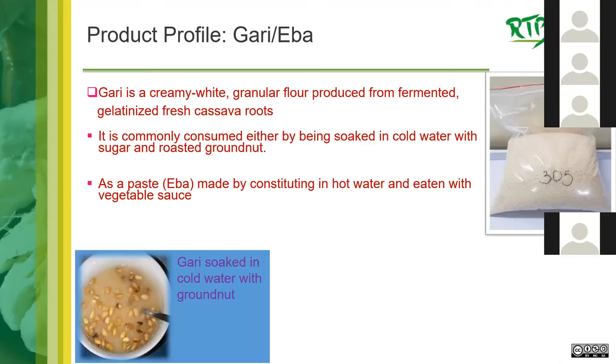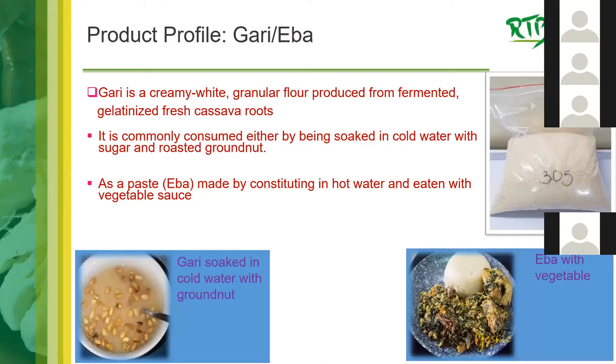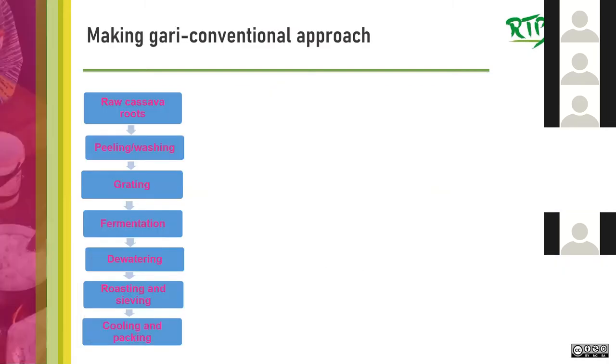So this is an example of Gari. This is a sample of Gari soaked in cold water. This is an example of Eba, which is consumed with vegetable.